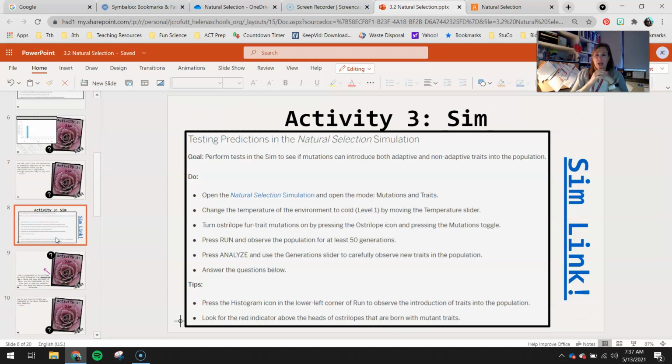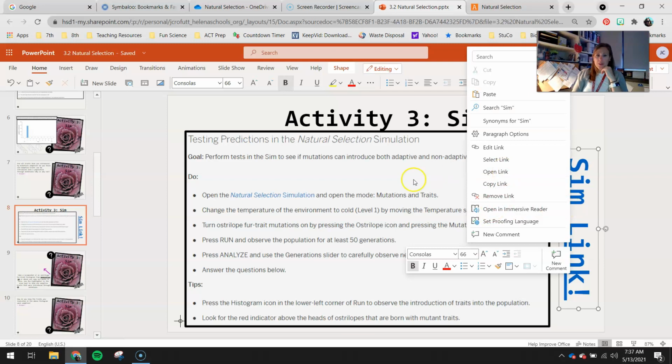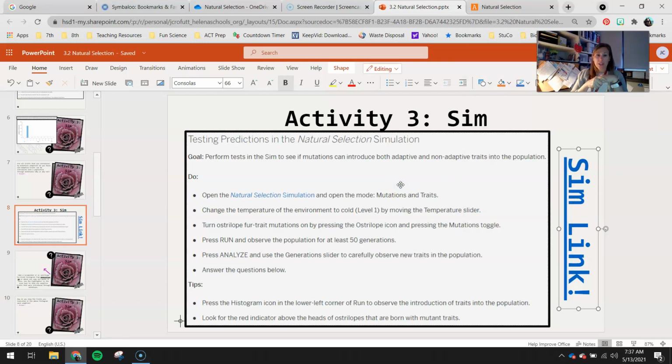All right, moving on to your actual sim. So you will need to right-click your link over here. Open up your simulation. You are going to be testing predictions in the natural selection sim. Your goal is to perform tests in the sim to see if mutations can introduce both adaptive and non-adaptive traits into the population. So your to-do is to open the sim and open mutation and traits.